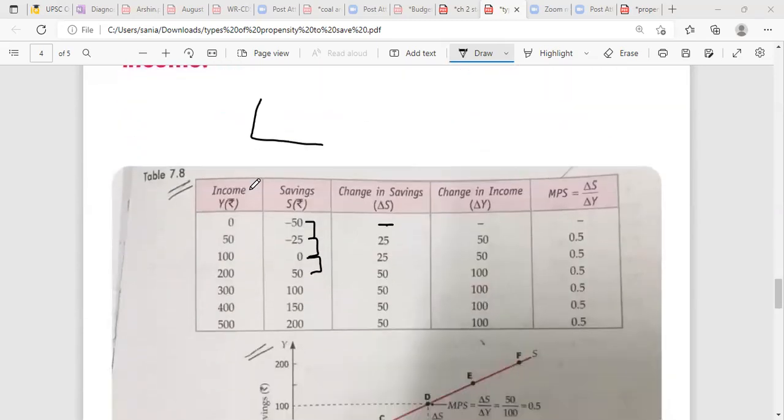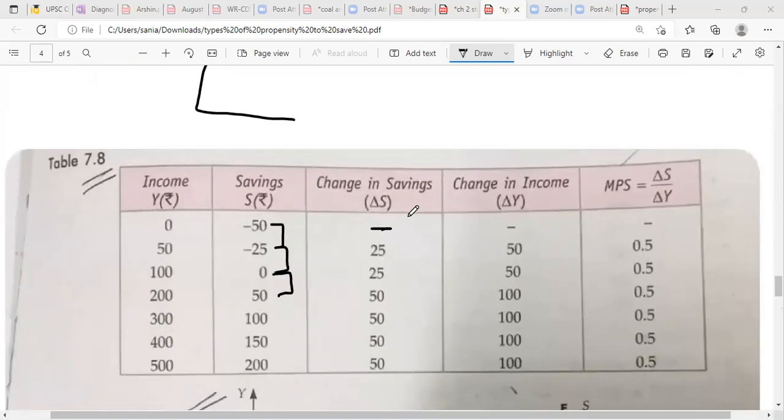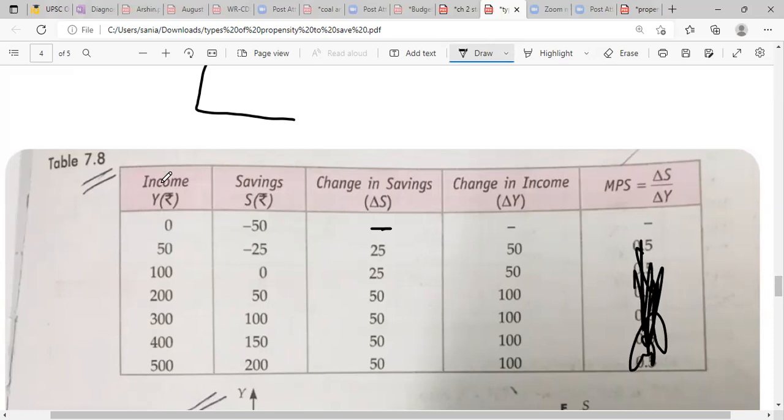Good. Now we'll be drawing the schedule for it. Okay. So this is your schedule. This is your income. This is your savings. So first of all, you will find out delta S and delta Y. Okay. So how do you know this? First one will be dash and dash.